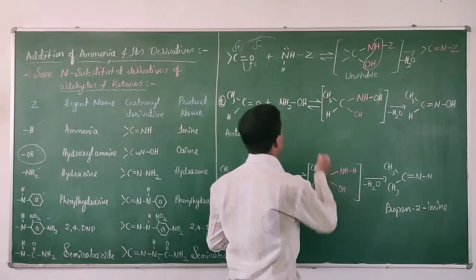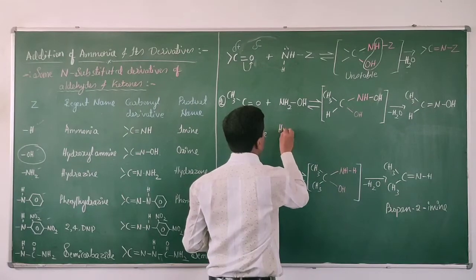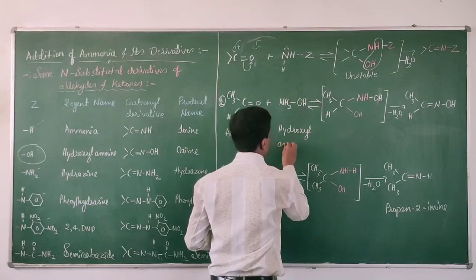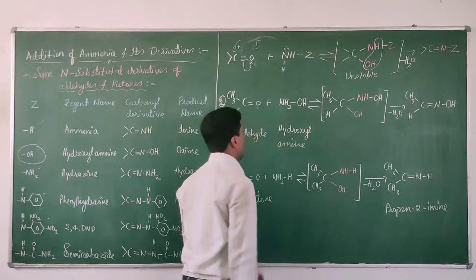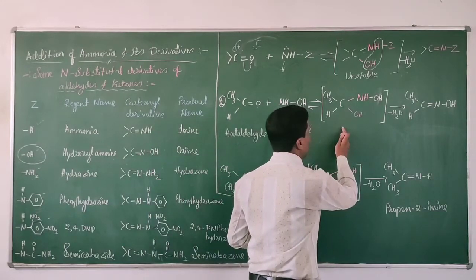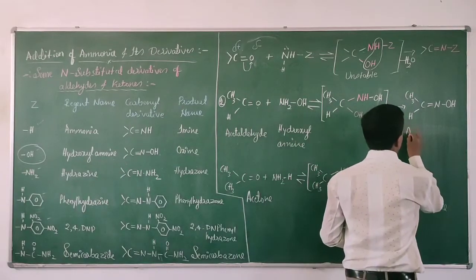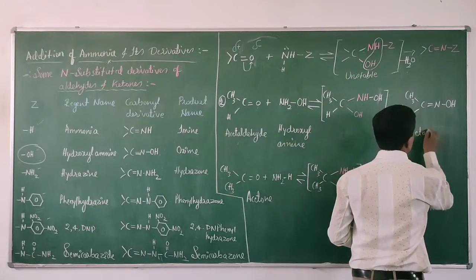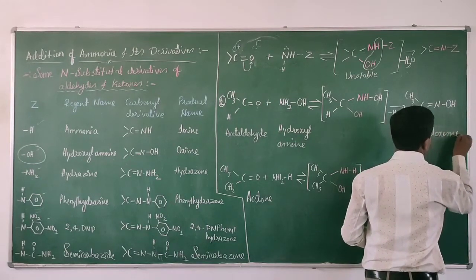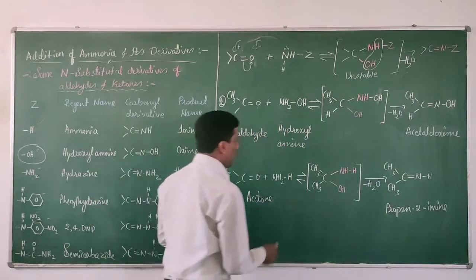Acetaldehyde whenever reacts with, the name of this compound is hydroxylamine. Let us consider hydroxylamine. When acetaldehyde reacts with hydroxylamine, it forms an intermediate. Then it will give the final product. That name is acetaldoxime.